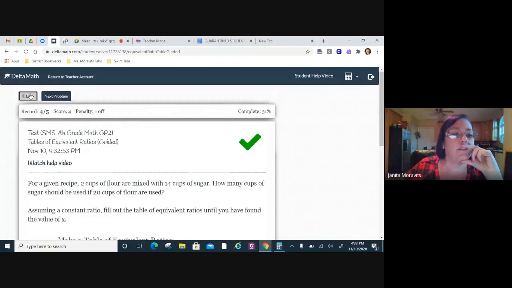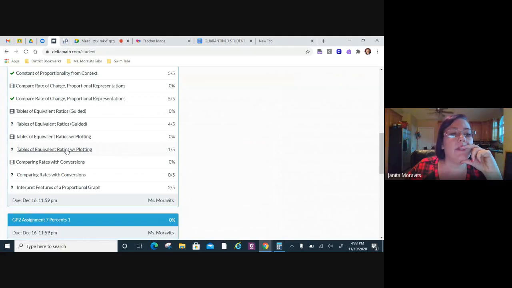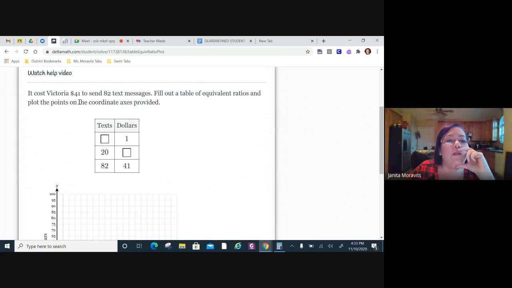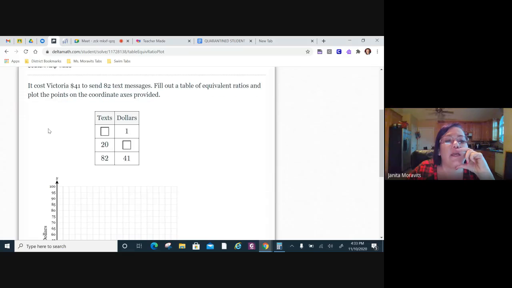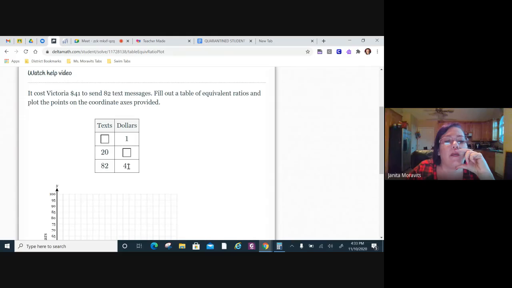All right, let's look at the next set here. Tables of equivalent ratios with plotting. This means we're going to have a graph involved. It cost Victoria $41 to send 82 text messages. We want to know the equivalent ratios, and then we want to plot the points on here. Well, 82 and 41, we want to know how many she gets for $1. So here's $41 for 82, and we want to know how many 1 is.